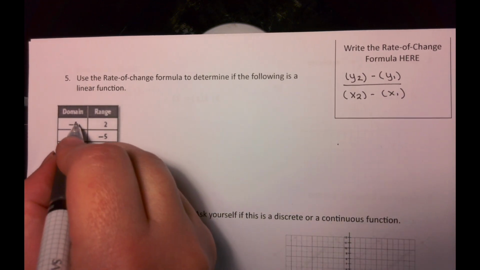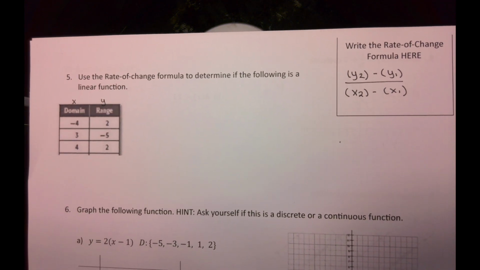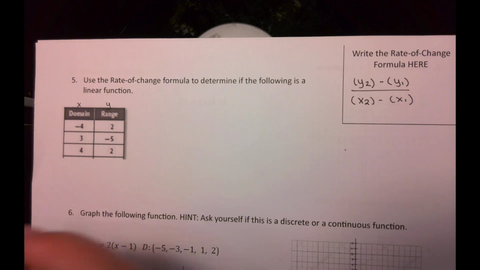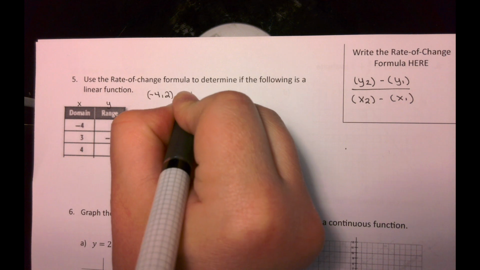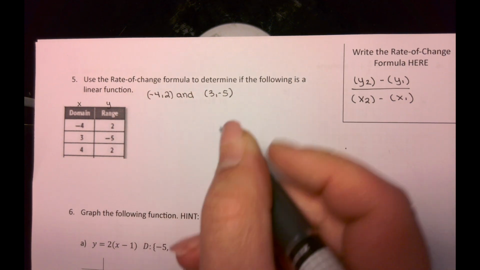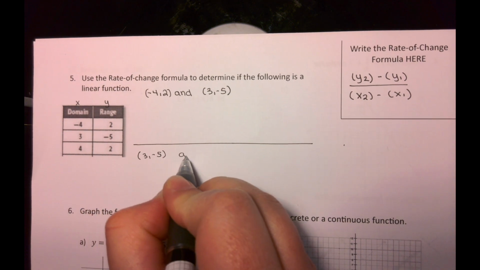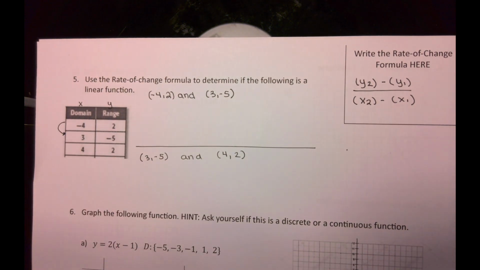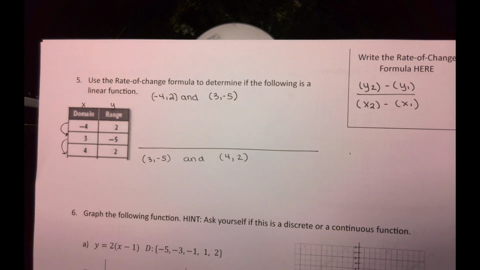And so what it's asking you to do is, we have our domain x's, our inputs, and our range y, our outputs. And we're just trying to find if the slope is the same for all of them or changes. So we have negative 4, 2, and 3, negative 5. And I'm going to separate this out. Then we have 3, negative 5, and 4, 2. So we're trying to figure out the rate of change from negative 4 to 3, 2, and negative 5. Then from 3 to 4, and negative 5 to 2.